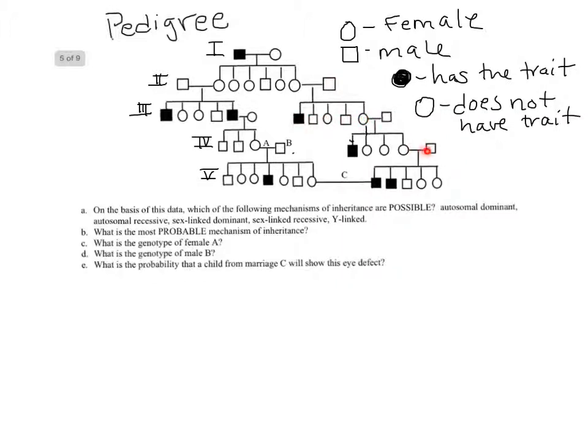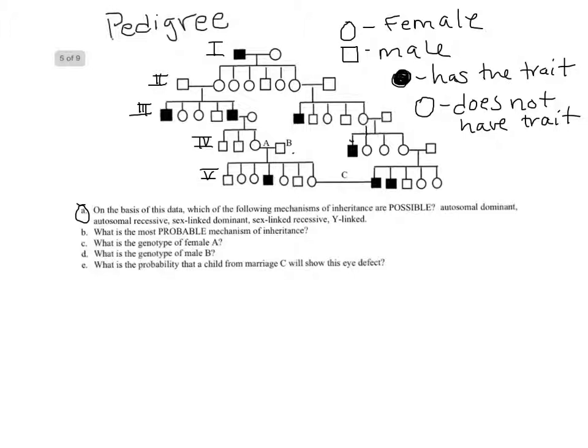So all of these lines that go this way represent marriage, and anything that has a down line and then branches like this is children that were produced by 2 of the same people. So when I look at this trait, I'm going to take a look at letter A here. On the basis of this data, which of the following mechanisms of inheritance are possible?